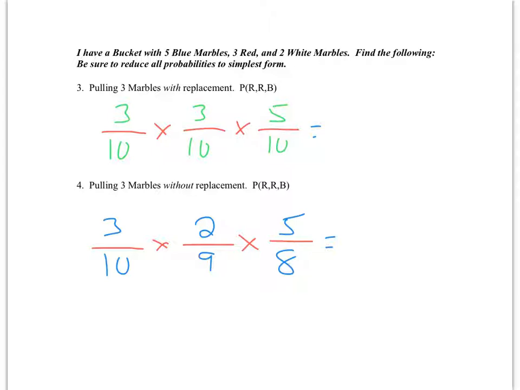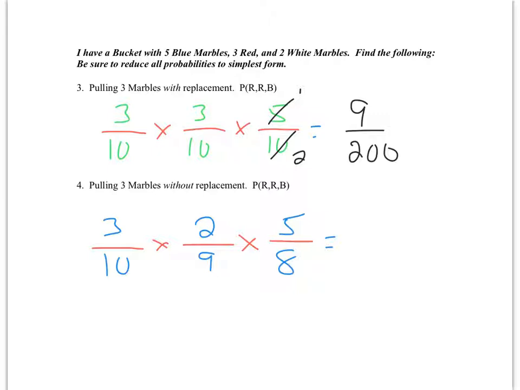Okay, for the first one, you should have found pulling 3 marbles with replacement, getting a red is 3 out of 10. Getting a second red is still 3 out of 10 because I put the red one back in. And getting a blue one is 5 out of 10. So before I multiply, I'm going to once again cancel. It looks like the only thing I can cancel here is the 5 and the 10. Becomes 1 and 2. So up top I have 3 times 3 times 1, which is 9. And on the bottom I have 10 times 10, which is 100 times 2, 200. So I have a 9 out of 200 chance for the first one. And for the second one now, here I go.